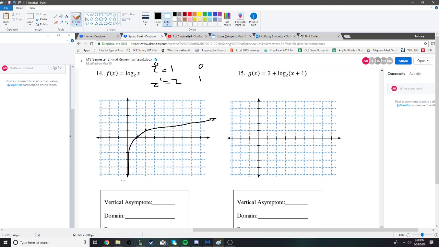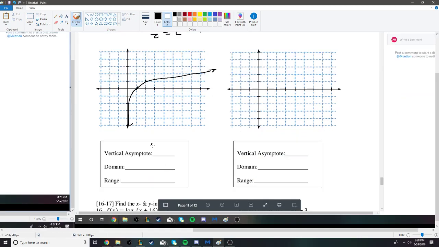Our graph looks something like that. Vertical asymptote is x equals 0. Domain, all real numbers greater than 0. Range is all real numbers.